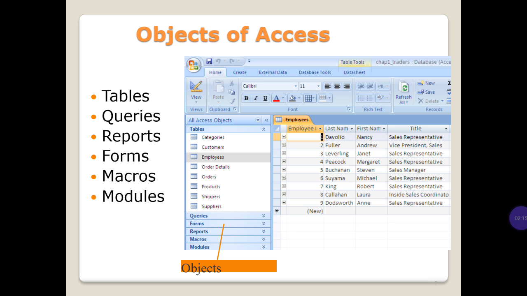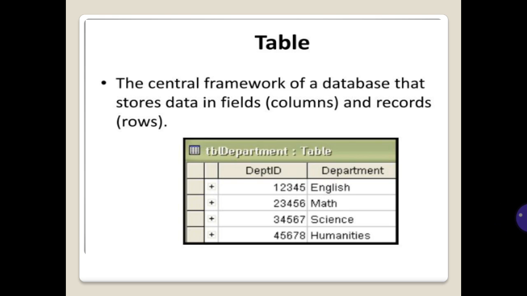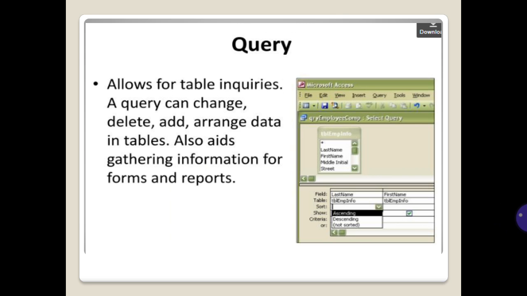Objects of Access: tables, queries, reports, forms, macros, and modules. You can see this in this picture. Table, the central framework of a database that stores data in fields, or columns, and records, or rows. Query, allows for table inquiries. A query can change, delete, add, and arrange data in tables. It also aids in gathering information for forms and reports.